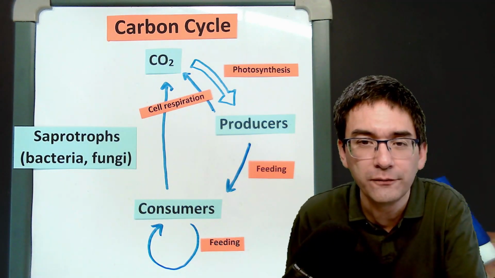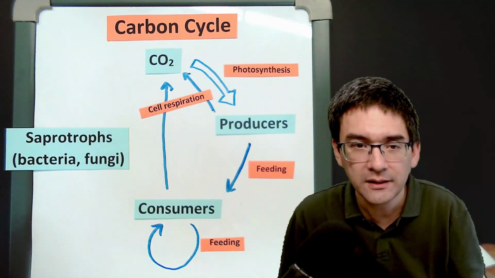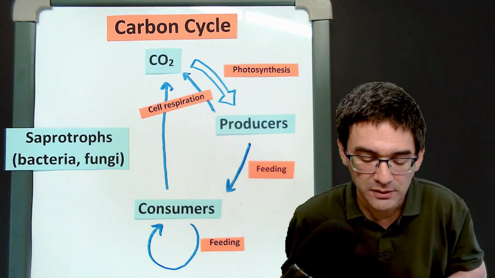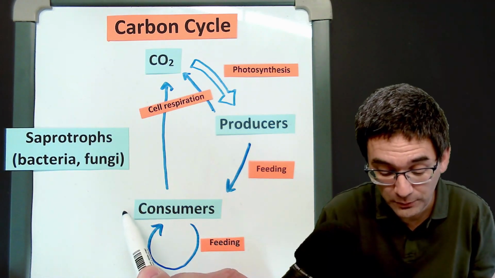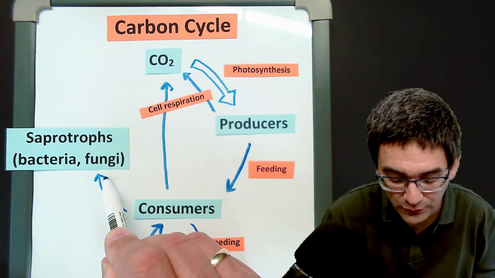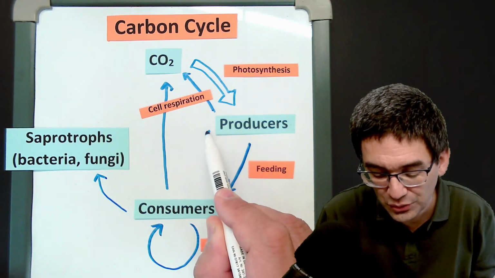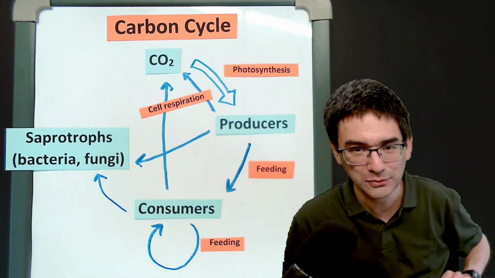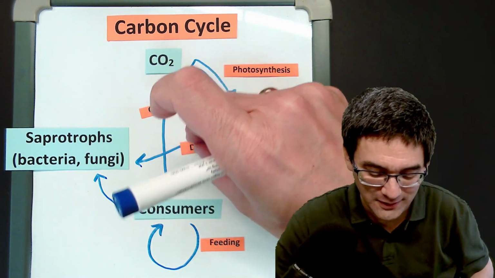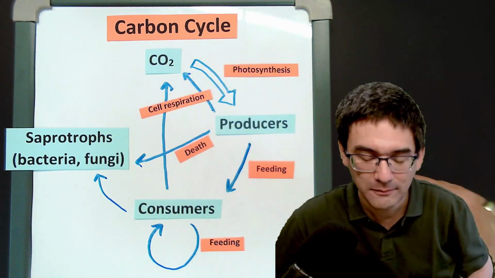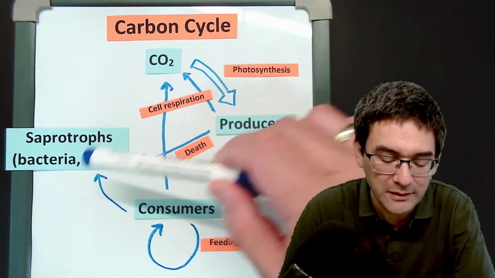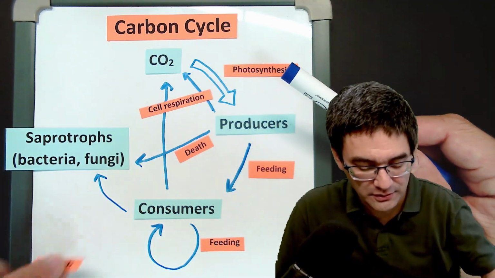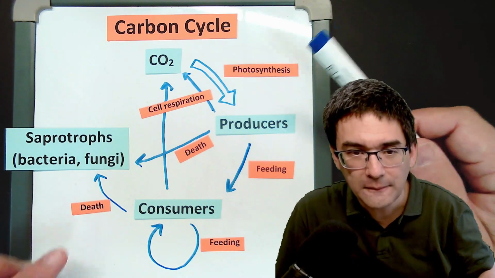These bacteria and fungi are known as saprotrophs, and they basically start to build up all the carbon as they grow. And this means I have to draw an arrow from the consumers to the saprotrophs and from the producers to the saprotrophs. And this process, not surprisingly, is called death. Plants can die, and then their carbon can be found in bacteria and fungi, which break it down. And of course, consumers can die too. It's all death here.